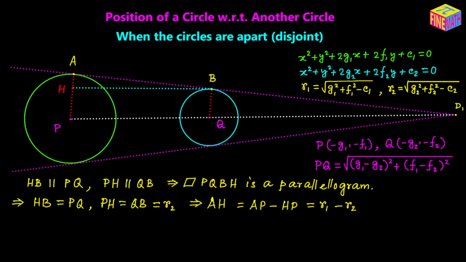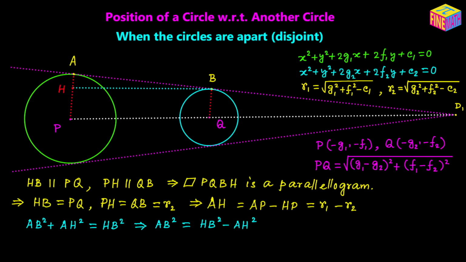So from here we can say that AH will be equal to AP minus HP, that can be written as R₁ minus R₂. Again, R₁ is the radius of the larger circle and R₂ is the radius of the smaller circle. Now in the little triangle ABH, if we use Pythagoras theorem, we can say that AB² plus AH² is equal to HB².